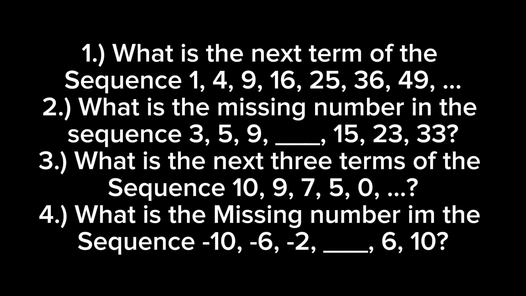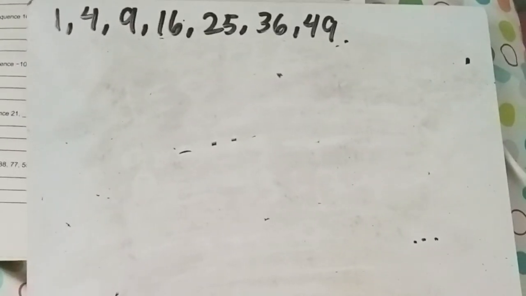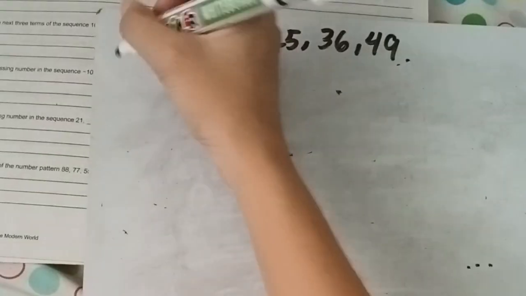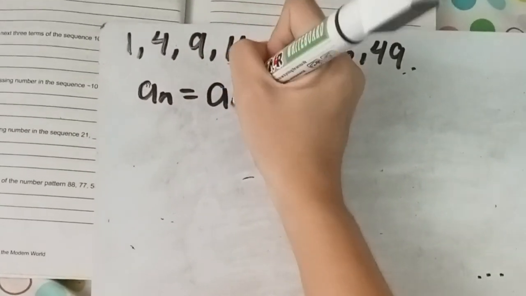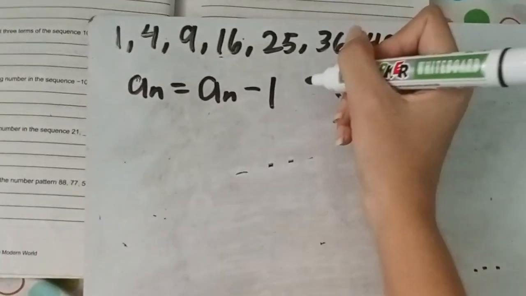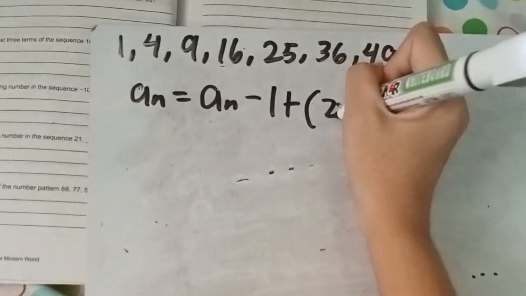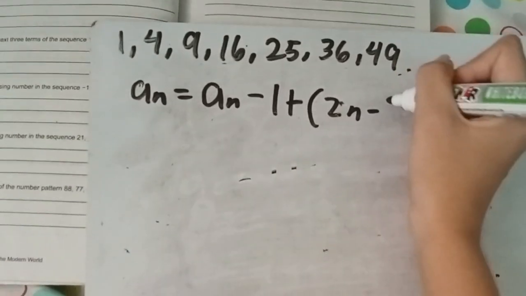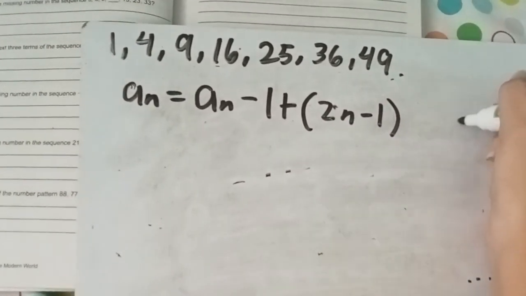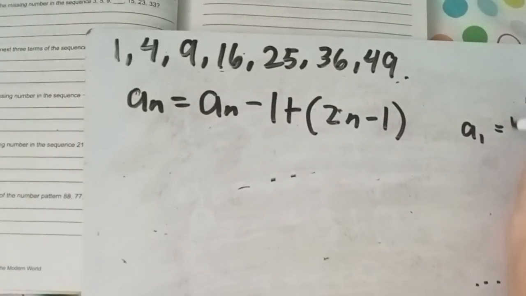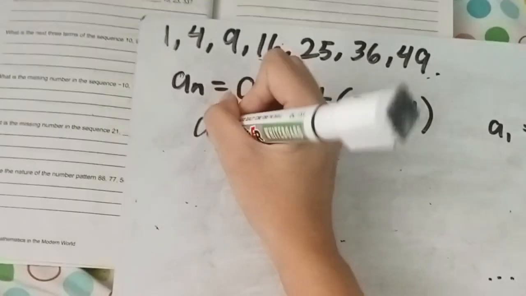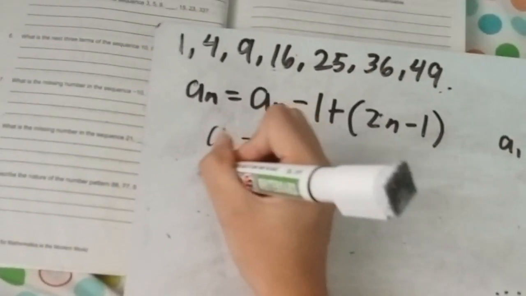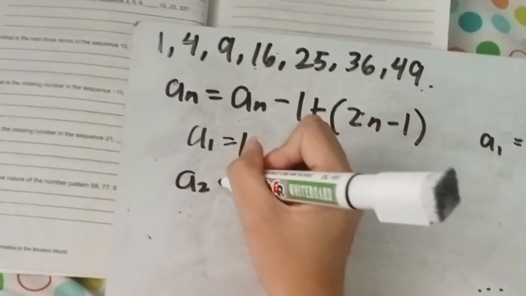Now, let's solve the following questions using the Fibonacci method. To solve the next term of the given numbers, we will be using the arithmetic formula. First, let's write the formula we are going to use, where the value of a is 1. Now that we have written the formula, let's substitute the given numbers. A1 will be the first term in our given numbers.